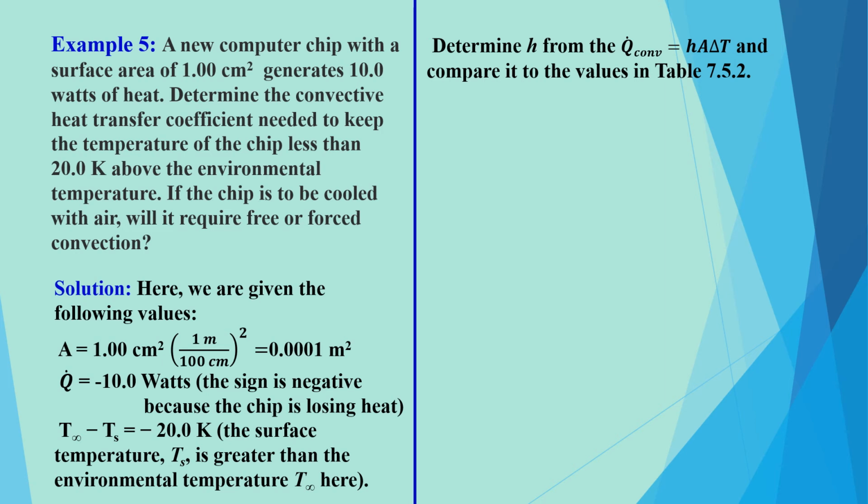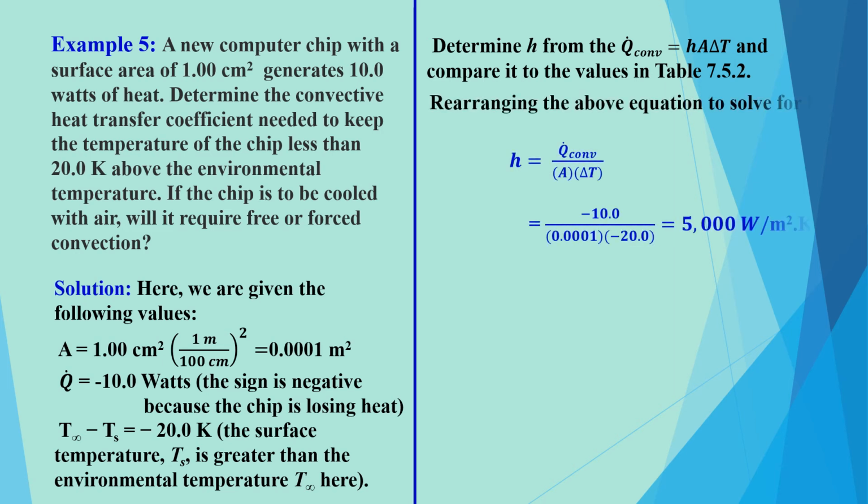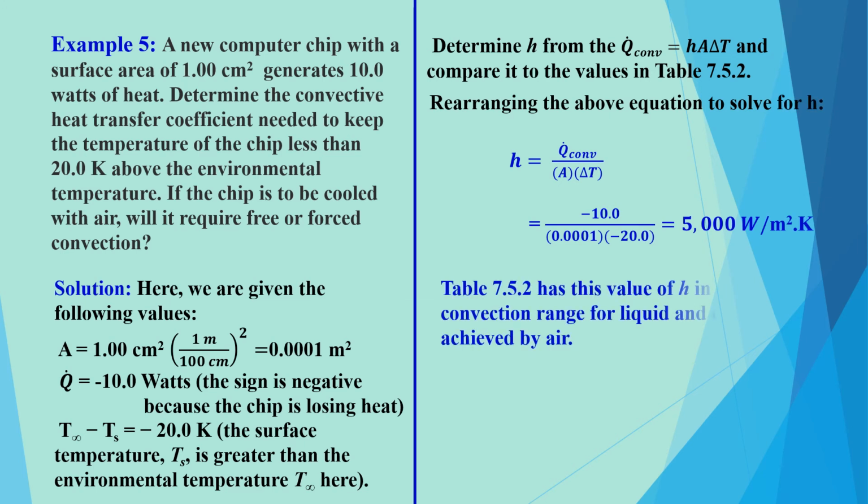We are required to determine H from the Q dot equals HA delta T and compare it to the values in table 7.5.2. Rearranging the above equation to solve for H, H is equal to Q dot over A over delta T. Substituting the values, we get H is 5,000 watts per meter squared Kelvin. Table 7.5.2 has this value of H in the forced convection range for liquid and cannot be achieved by air.